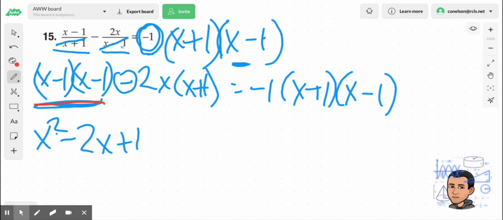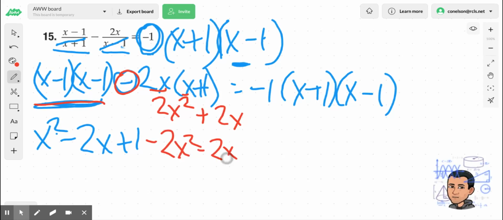Now on the next part, I know I'm going to have 2x squared, because that's that part times that, 2x squared, and then plus, and that's plus 1, so that's plus 2x. But those are both subtracted. Got to keep track of that. Minus 2x squared minus 2x. All right. Yikes. We'll get back to that in a minute.